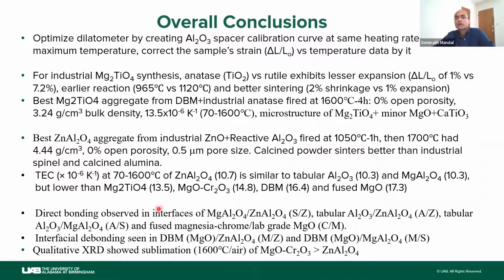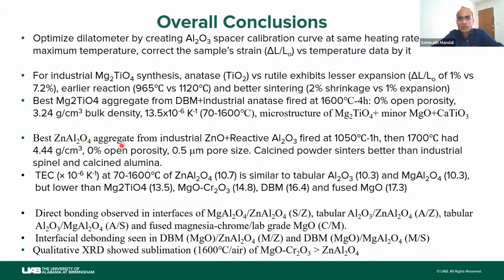So overall, if I conclude, what are the key takeaway points from this PhD dissertation? You need to optimize the dilatometer by calibrating your spacer, and then use that spacer calibration curve to correct your sample. Then we found that anatase, versus rutile, gives lesser expansion, earlier reaction, and then better sintering. It gives you 0% porosity. So we have made refractory aggregates which can be used in the industry.